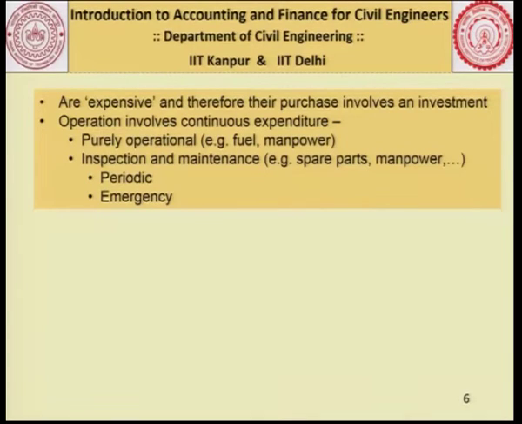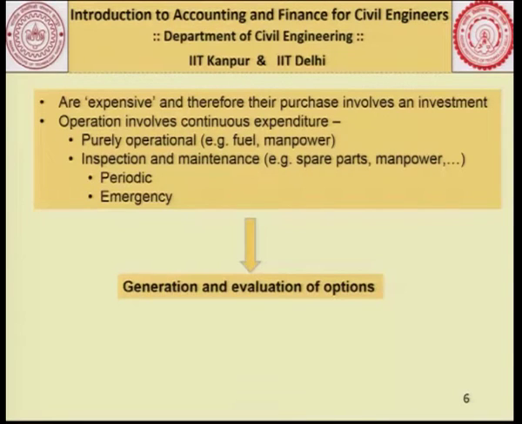So, coming to the first part, that is the investment involved in the procurement of these equipment and the operational expenses, whether they are purely operational or inspection and maintenance. What it boils down to is that we should be able to generate and evaluate options. There could be different equipments available in the market. We have to have a methodology by which we are able to reduce the kind of information available for different equipments in a manner that the two equipments can be compared and an appropriate decision taken so that it is the best for the company.